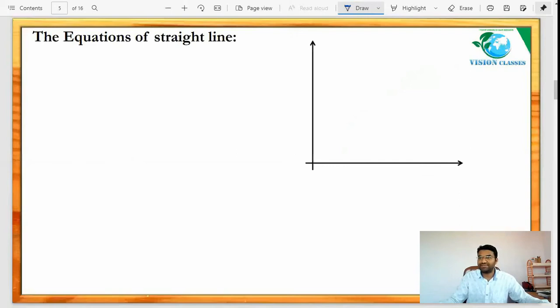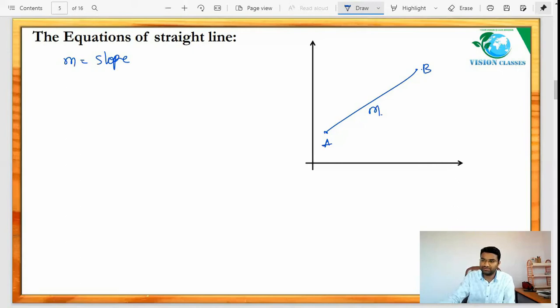Okay. Then next, the equation of a straight line. If you draw the line AB, let's say M is the slope of AB, the gradient of AB. Then you can find the equation of the straight line, which is y is equal to mx plus c. y is equal to mx plus c is the equation of a straight line.